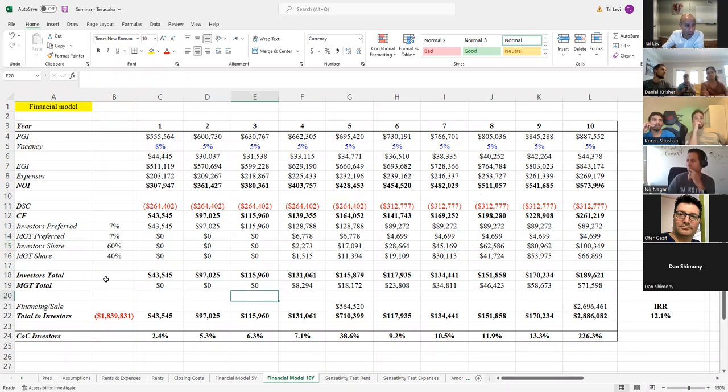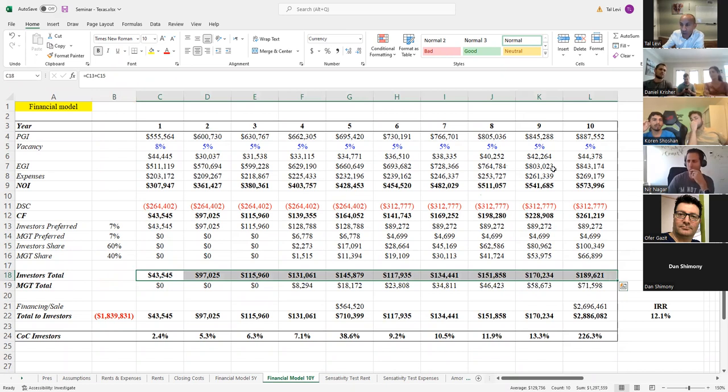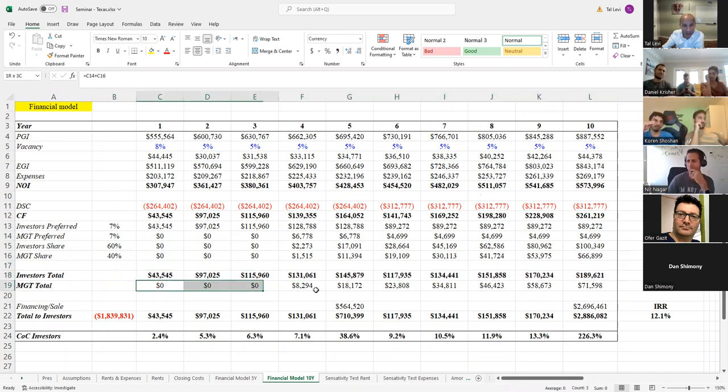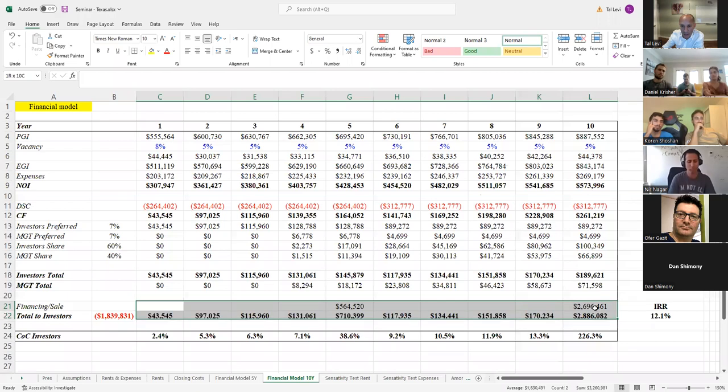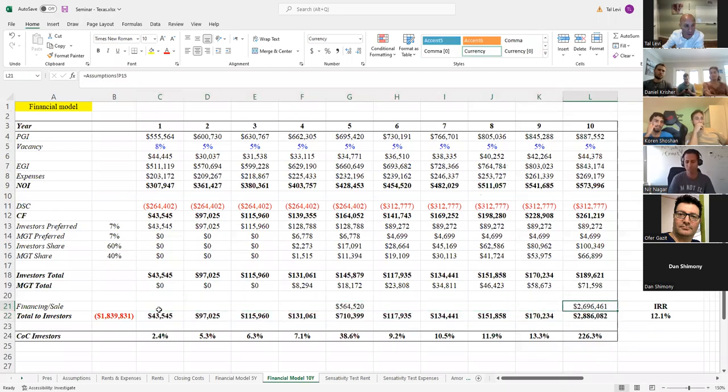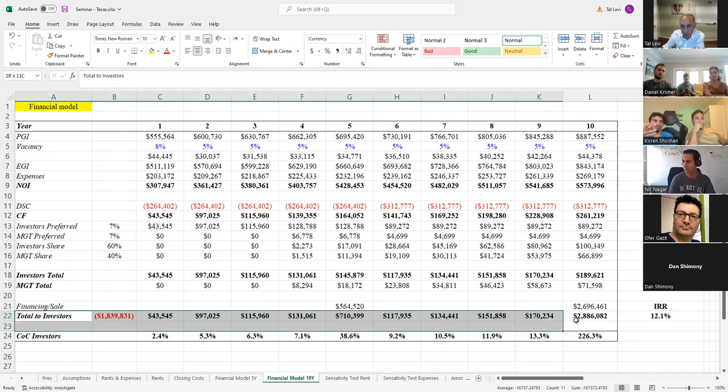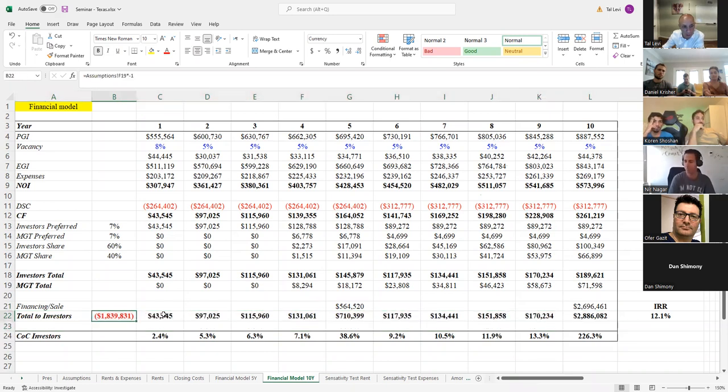So what we have over here is we calculated how much the investor is going to get from cash flow from the deal itself, from rents, and how much the management is going to get, which is us. Also over here, we calculated, and we're going to get to the sale in just a second, how much money is going to come from the sale or the financing. And this is how much total the investors are going to bring in or get out every single year, okay?